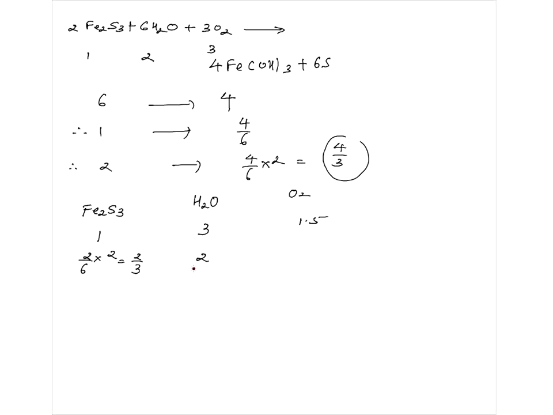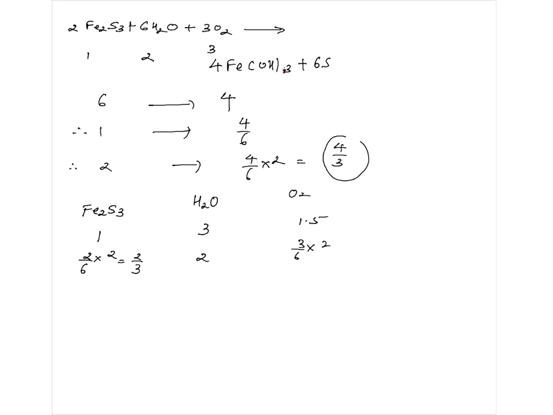And 2 moles of water require how much oxygen? 6 moles require 3. 1 mole requires 3 by 6. 2 moles require 3 by 6 into 2, 1 mole. Only 1 mole of oxygen is required by this much amount of water, and oxygen is 3 moles, more than what you require. So water is the fellow which will be consumed in totality. Little bit of Fe2S3 will be unreacted, little bit of oxygen will be unreacted. This is the limiting reactant.